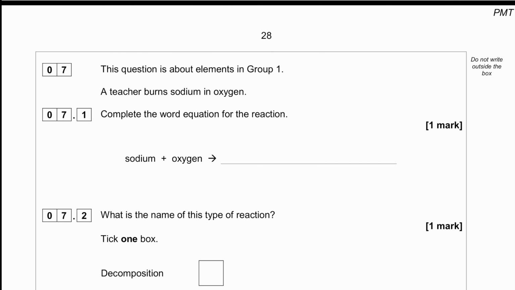So the next is question number 7. This question is about elements in group 1. A teacher burns sodium in oxygen. Complete the word equation for the reaction: sodium plus oxygen. Guys, any metal reacting with oxygen will produce a metal oxide. So sodium reacting with oxygen, we will simply write sodium oxide.